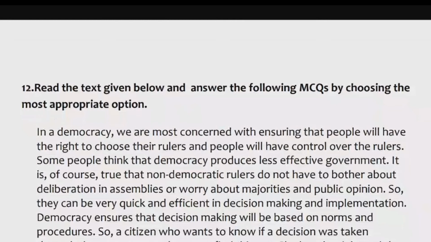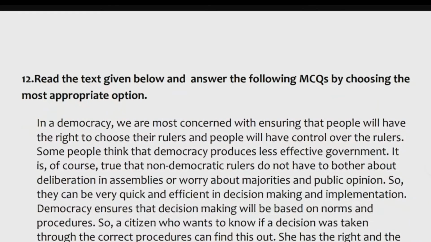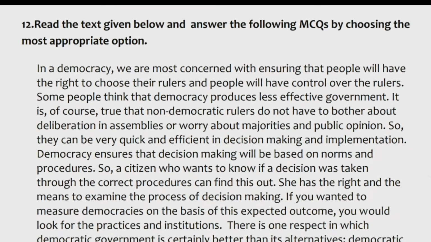Democracy ensures that decision making will be based on norms and procedures. So, a citizen who wants to know if a decision was taken through the correct procedures can find this out. She has the right and the means to examine the process of decision making.